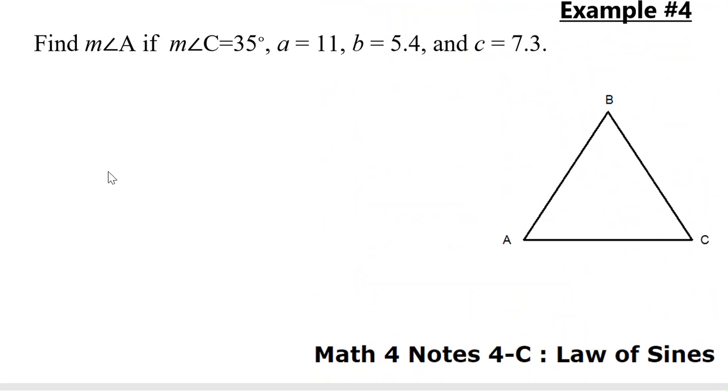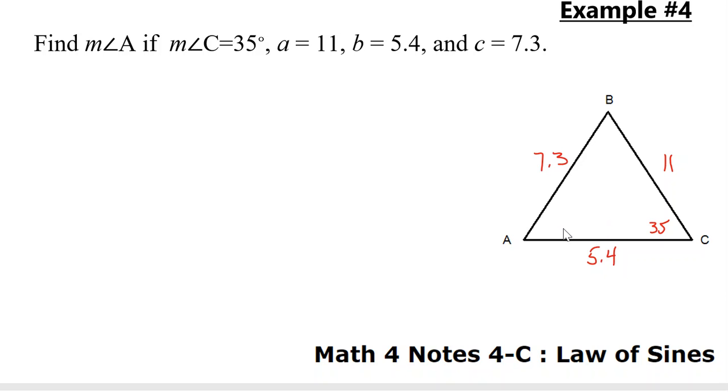Actually, this is just the one example. I've got 2 pages that I don't need. All right, so we're going to label angle C as 35, and little a is 11, and little b is 5.4, and little c is 7.3.